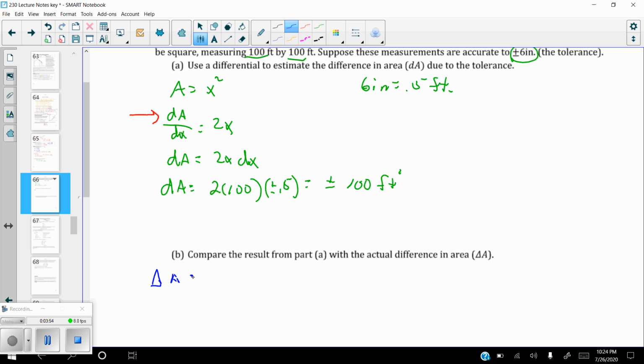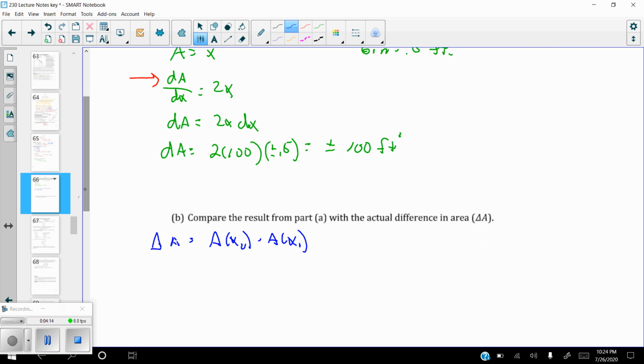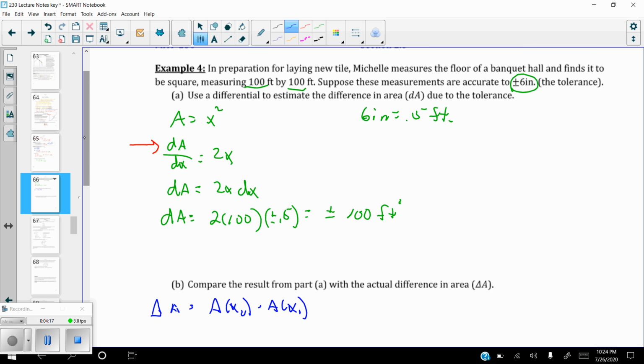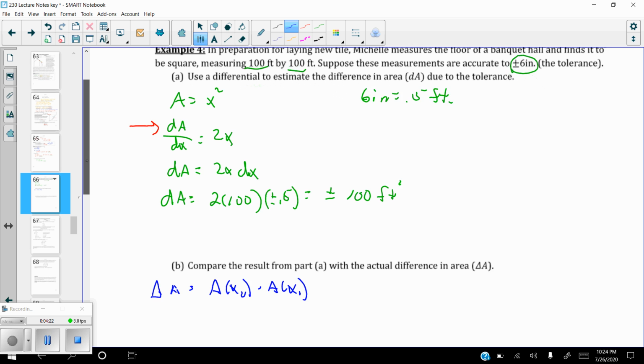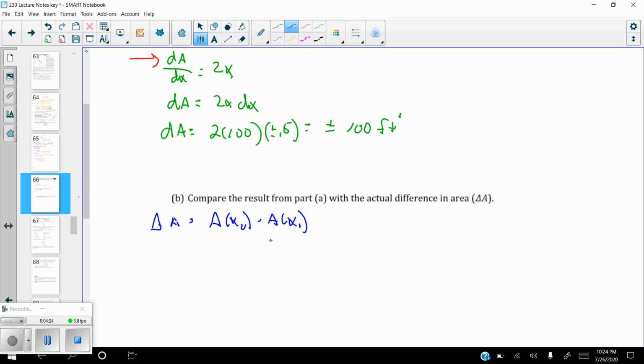Delta A is going to be the area of x2 minus the area of x1. But the problem is we have two x2s. Again, it's really going to depend upon which way we go. So it doesn't matter which way we start with. x1, or the area of x1, that's the easy one. That's going to be 100 squared in either case, because that's the actual area of the room that we measured. So that's going to be 100 squared.